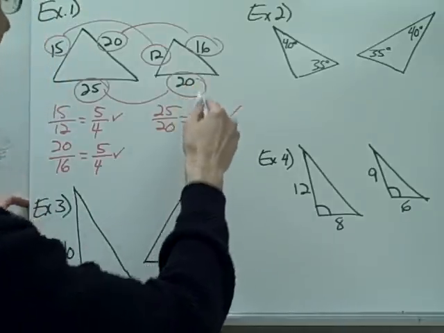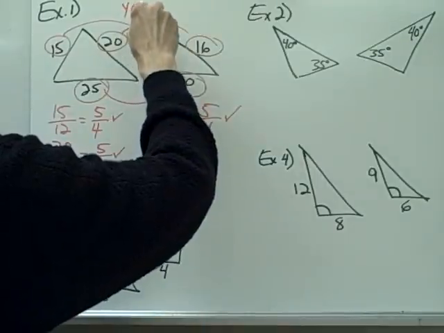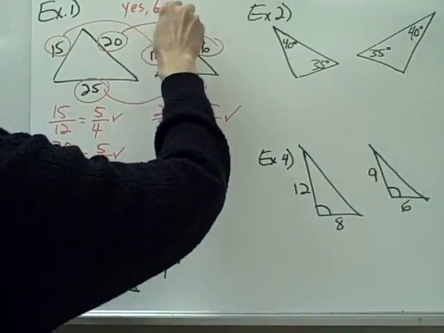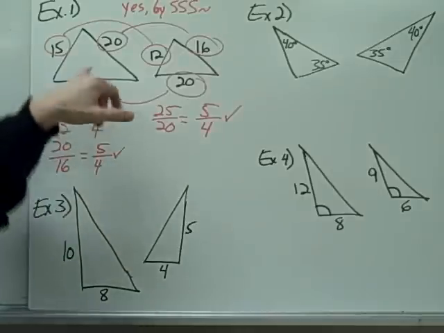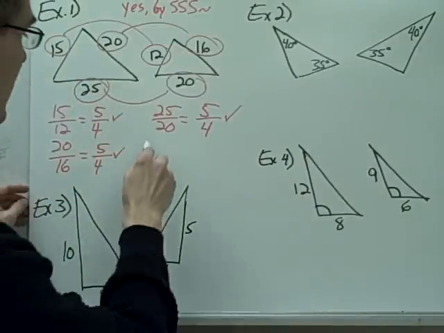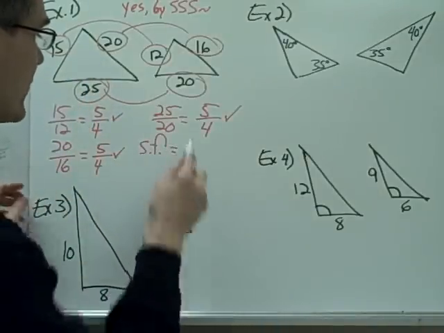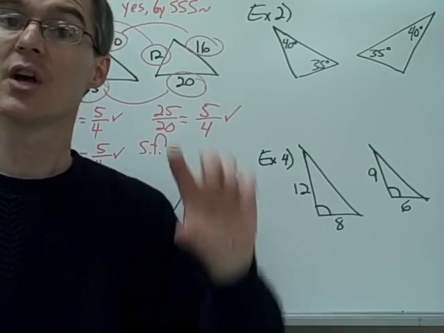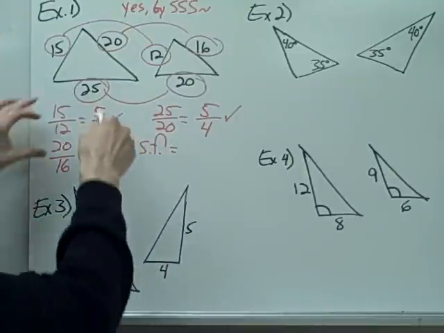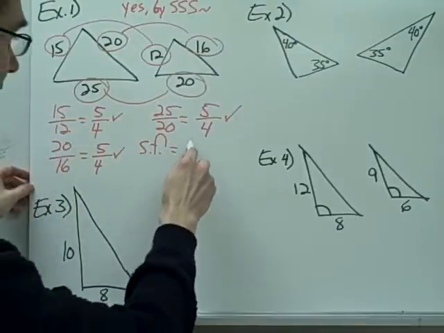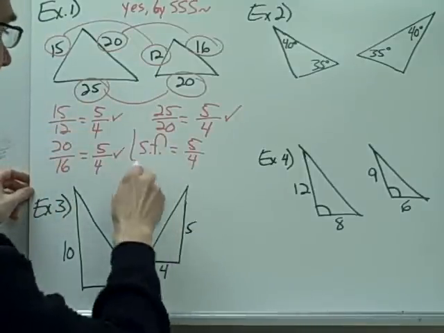Therefore, yes, by the side-side-side similarity theorem. And I already know what my scale factor is, because remember, the scale factor is just the ratio of any pair of corresponding sides of similar triangles. Well, that ratio of any pair of corresponding sides is 5 over 4.